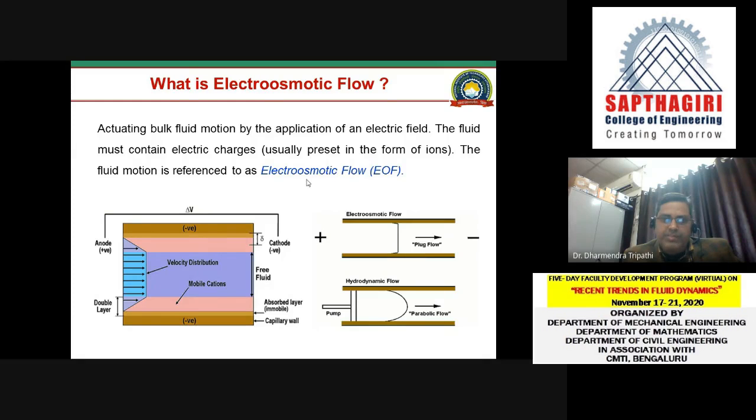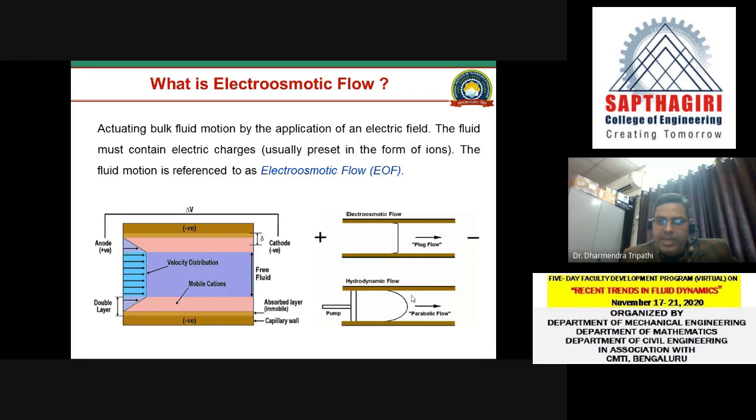So when we are dealing with the pressure driven flow, the nature of the velocity profile is parabolic. It means at the surfaces the velocity is low, very close to zero, and in the center of the channel the velocity is the maximum. We are also dealing with slip condition and no slip condition. If it is no slip condition, then at the walls the velocity is zero.